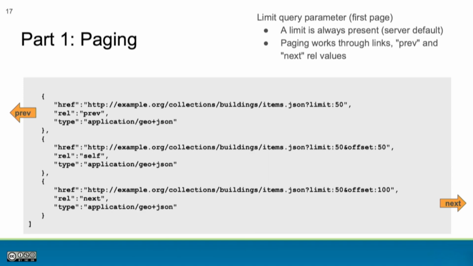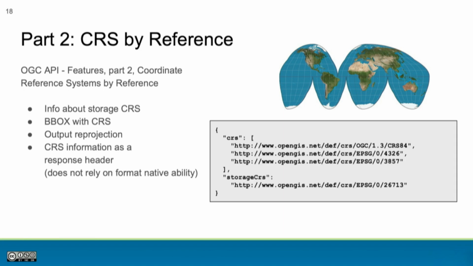Within the collections, they've got links to the next and previous, and you get to set a limit of how many items you get back in a collection. For part 2, they add coordinate reference systems. In addition to the coordinate reference systems that can be reprojected or supported, we also write down the storage coordinate reference system, so you know the original.